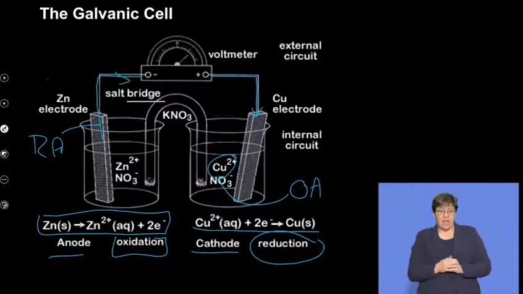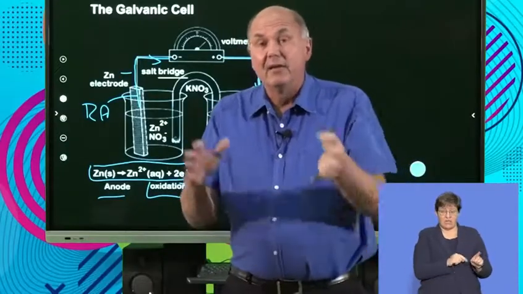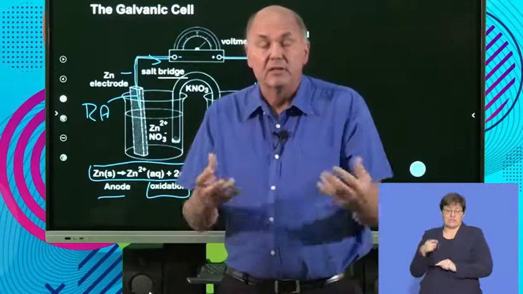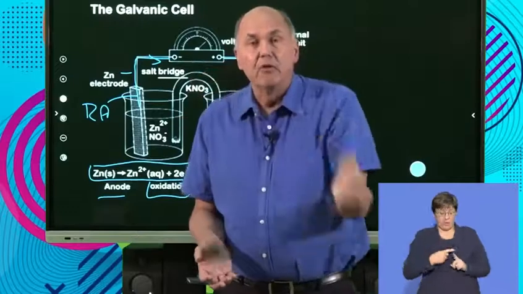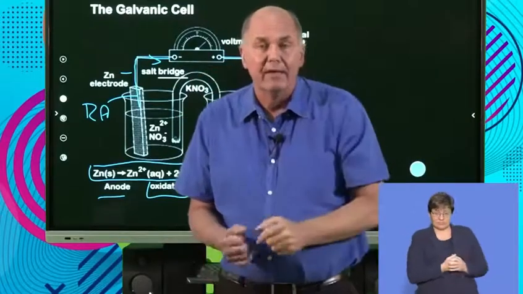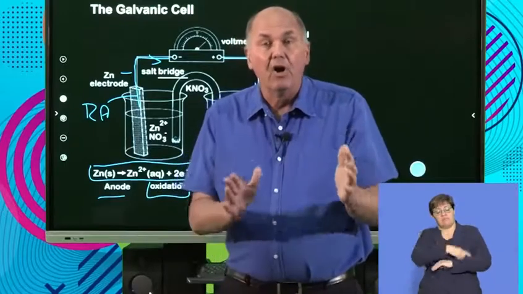Anything that's a source of electrons is going to be a negative terminal, and anything that's accepting electrons is going to be a positive terminal. So the zinc electrode is considered negative, and the copper electrode is considered positive. Flow, or the movement of electrons from the zinc through to the copper, as I've indicated, gives us a reading on the voltmeter.